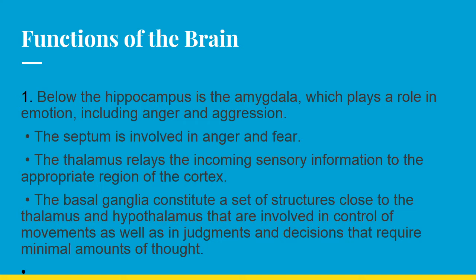The amygdala is located below the hippocampus and it regulates our emotions. The septum is involved in anger and fear, and the thalamus is responsible for the incoming sensory information, and the basal ganglia constitute a set of structures close to the thalamus and hypothalamus that are involved in control of the movements as well as judgments and decisions.